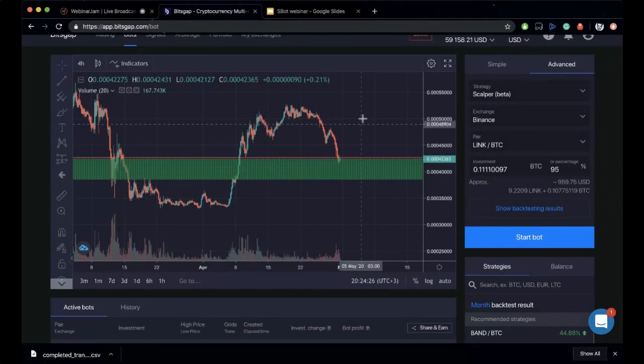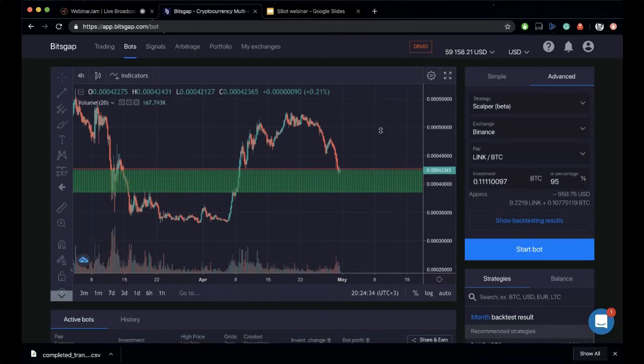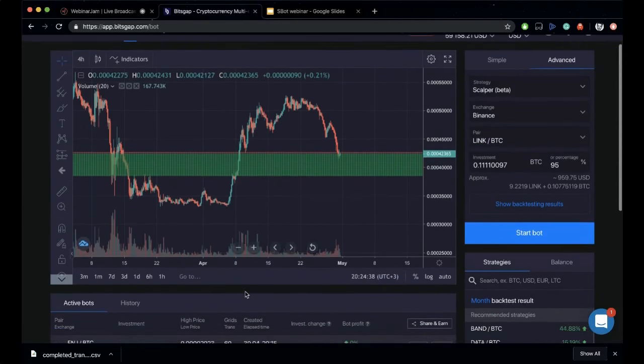And yeah, use the demo mode to test. You don't have to jump into real trading. You have demo mode to test it, and then once you're satisfied, you can apply it on your real deposit.